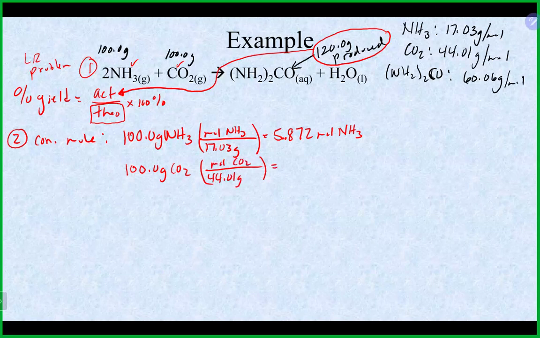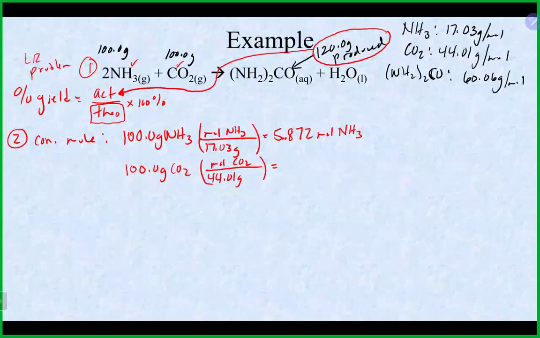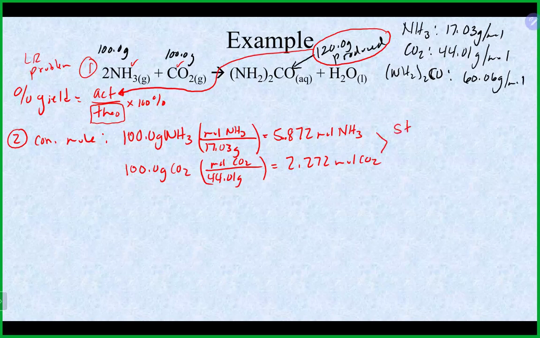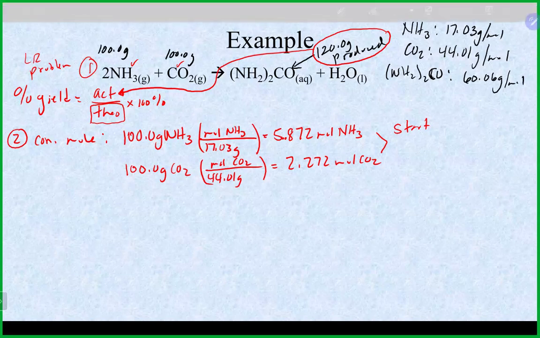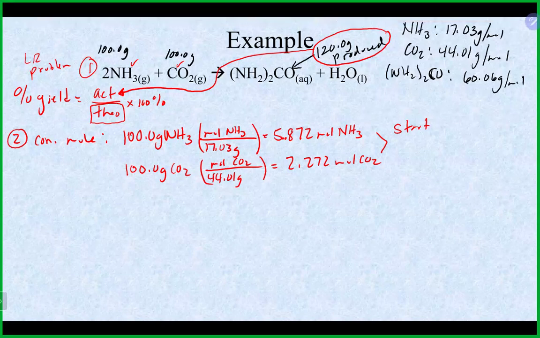Obviously, we could also get this from the periodic table by adding everybody together. 100 divided by 44.01 is going to get us 2.272 moles of CO2. Once again, you could think of these as your starting amounts of each. We have now come to the point of the calculation where we want to determine which one is the limiting reagent. And as we've been talking about, it doesn't really matter which one you choose.